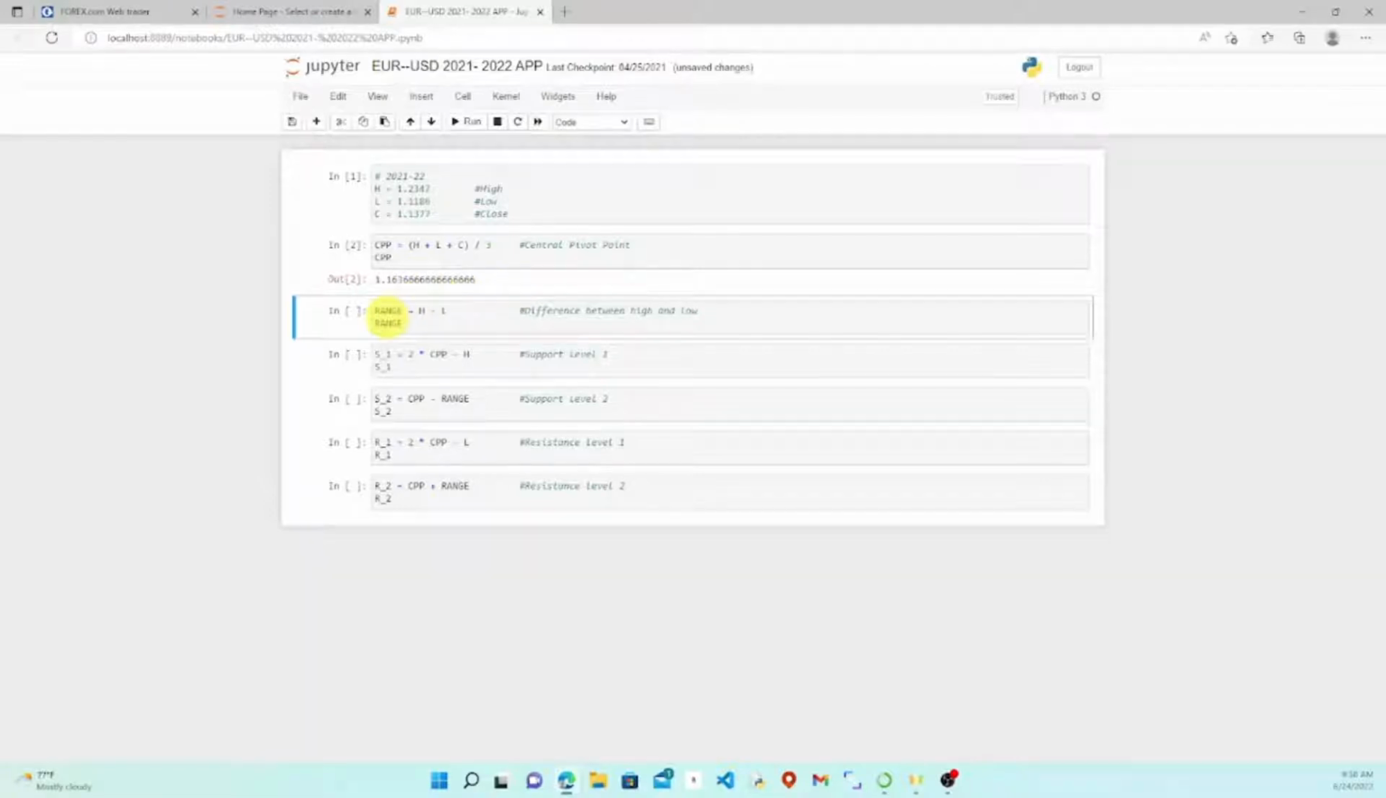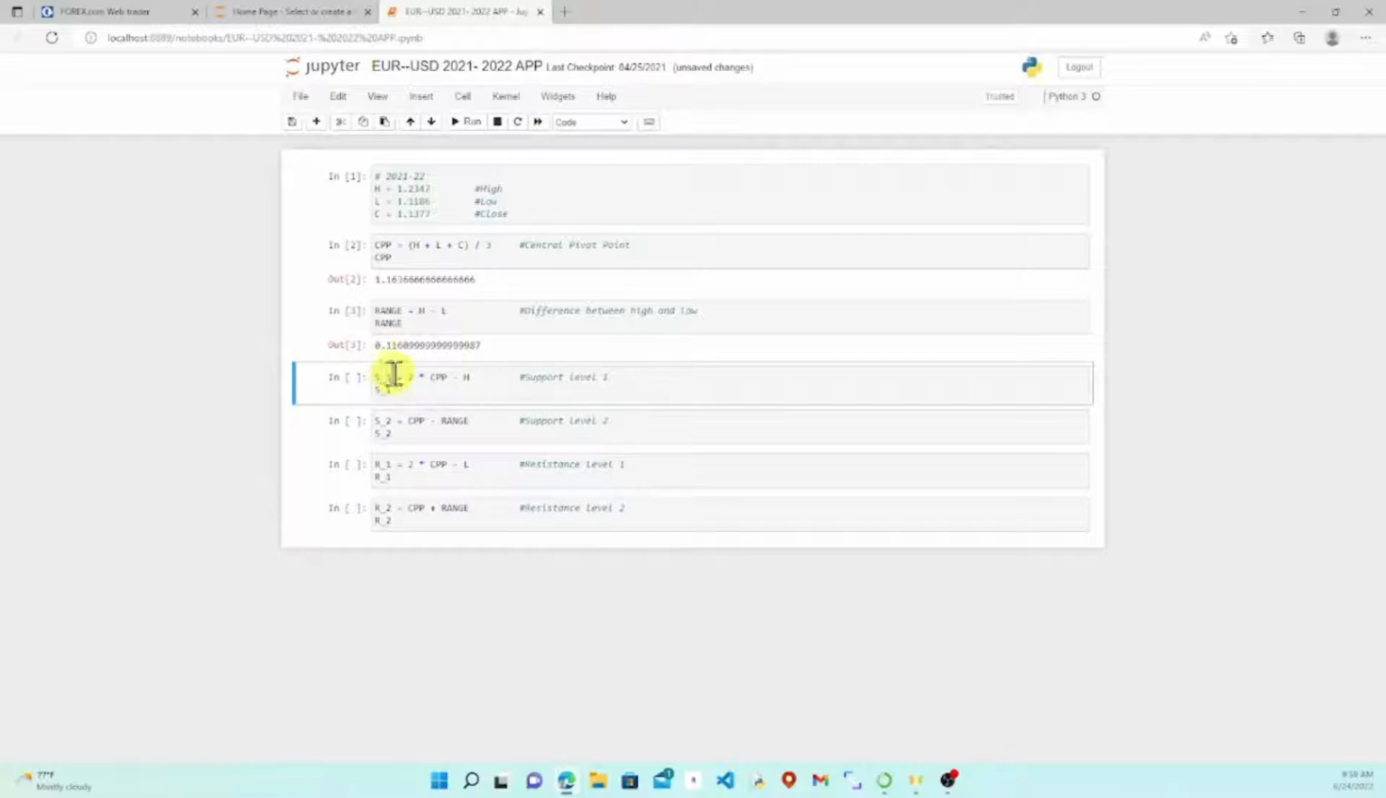Then we need the range. And the range is just simply the high minus the low, right? So let's run that one. And our range is 0.11609999. So that is going to be 1,161 pips. We'll round that up. Okay, so 0.1161 is 1,161 pip range for the year of 2021 on the Euro USD.